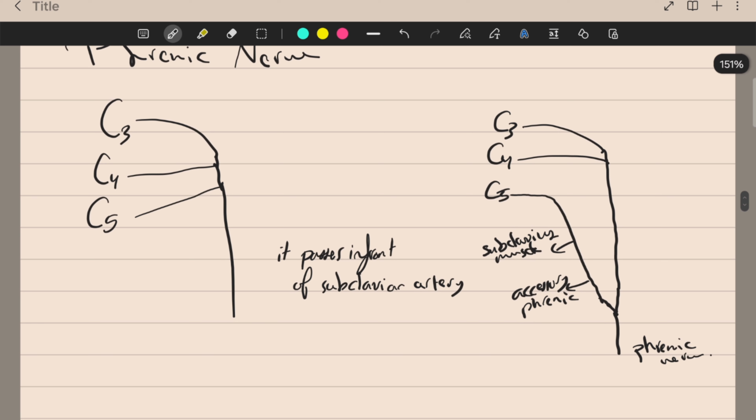And actually in this situation it might be helpful, because if there is any destruction of C3 and C4, let's say they are destroyed, then C5 will substitute for this destruction. That's it.